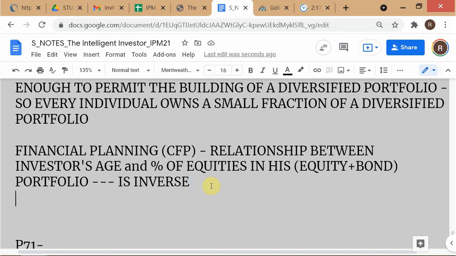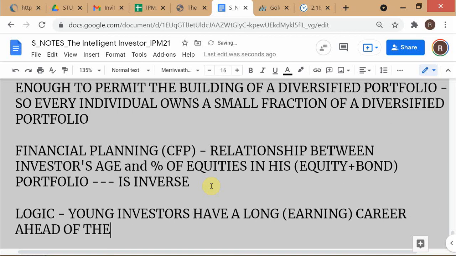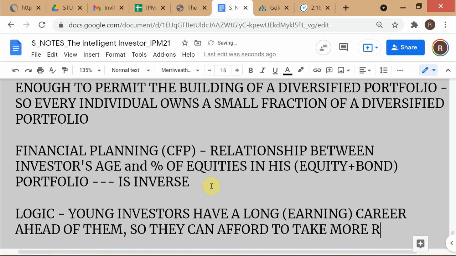So you might have interviews with financial planning companies. The logic is that young investors have a long earning career ahead of them. The thinking is that they're going to be working for a long time, earning salary, so they can afford to take more risk.